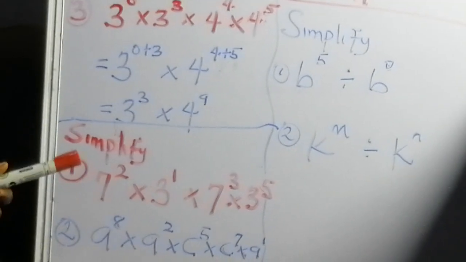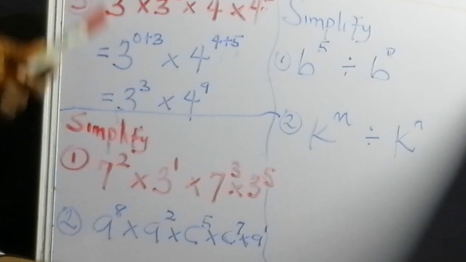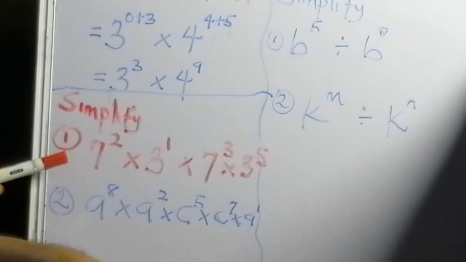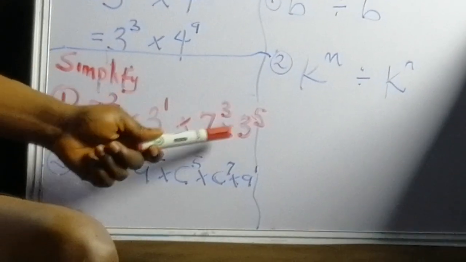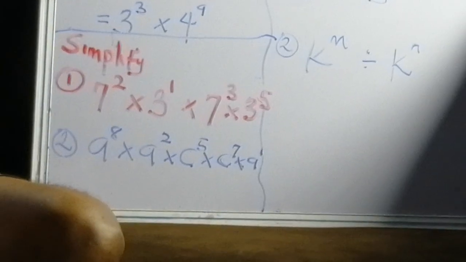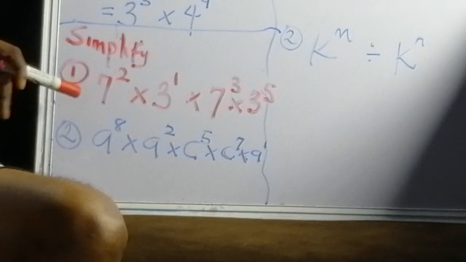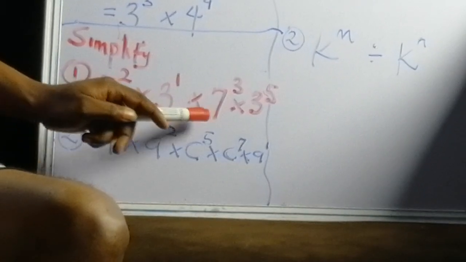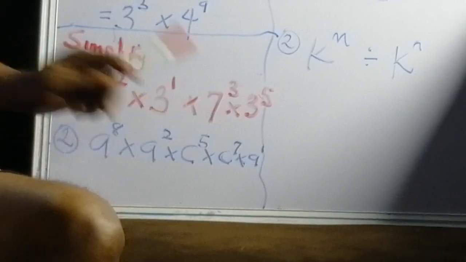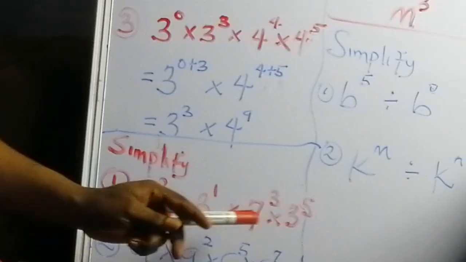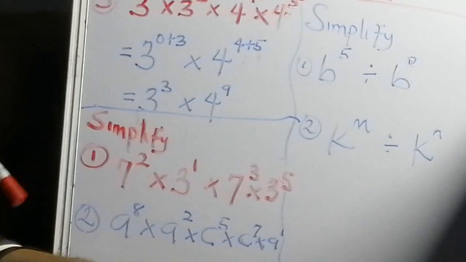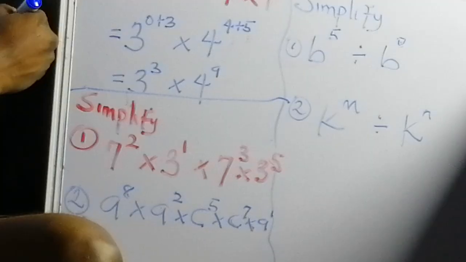I've gone ahead to give you an example that you can play around with, which was why I left that small space. You can simplify 7 raised to power 2 times 3 raised to power 1 times 7 raised to power 3 times 3 raised to power 5. This is very, very simple. All you need to do is pick the ones that have a common base, which is 7 and 7. That's the same base. Now look at this one too. They have a common base, which is 3 and 3.